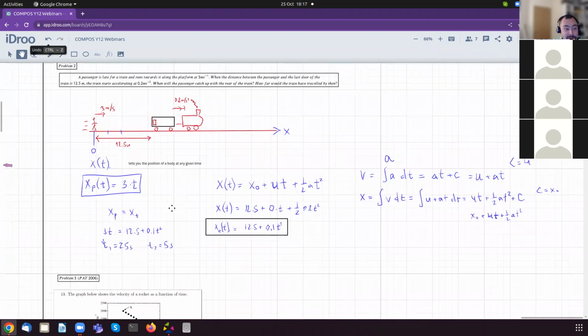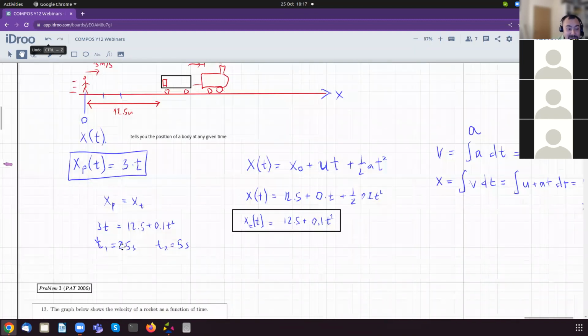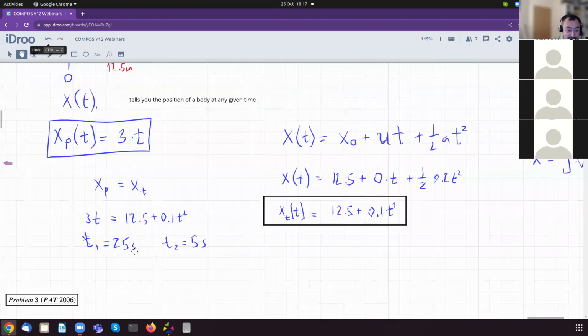Exactly. If the person keeps running, the person will run past the train, but since the train is accelerating, the train will then accelerate and go past him again. Therefore, the person will go past the train twice. Now, obviously, we need the first one, because of the speed of the train.